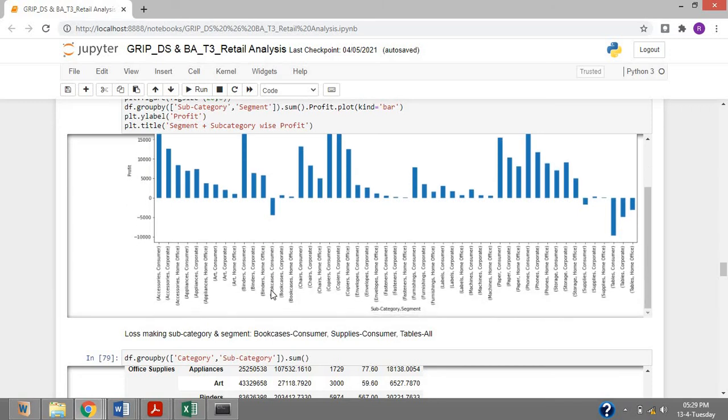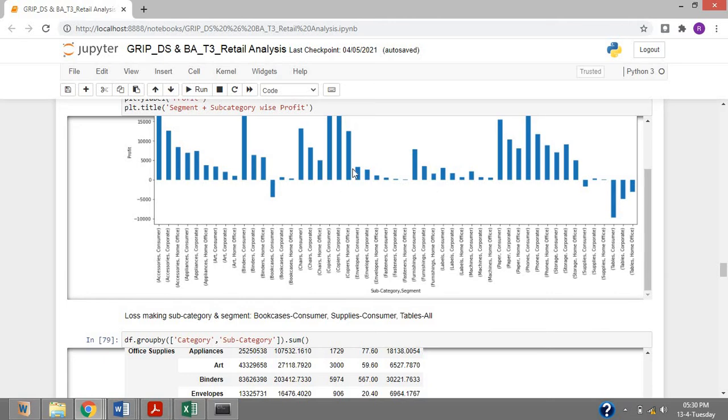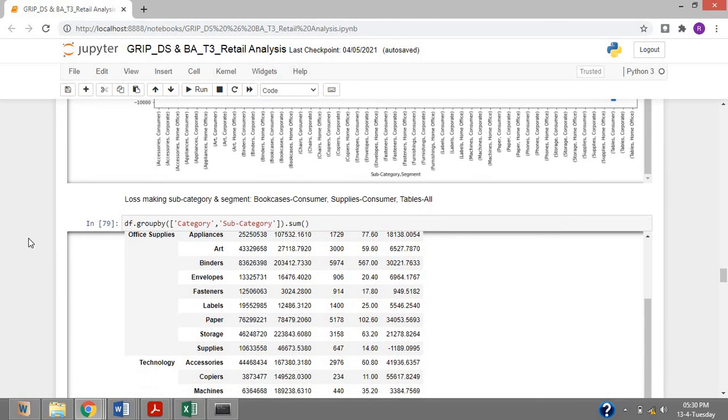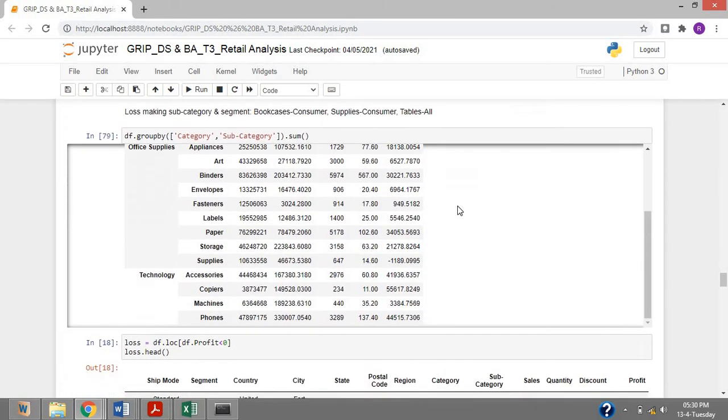So if we see here, it is the bookcases subcategory and consumer segment, the supplies subcategory, consumer segment, whereas for tables all the segments are loss making and it is significant. So this subcategory and the corresponding segment have to be looked at further to enhance the selling of the respective subcategory of products that is being sold. So that is the insight.